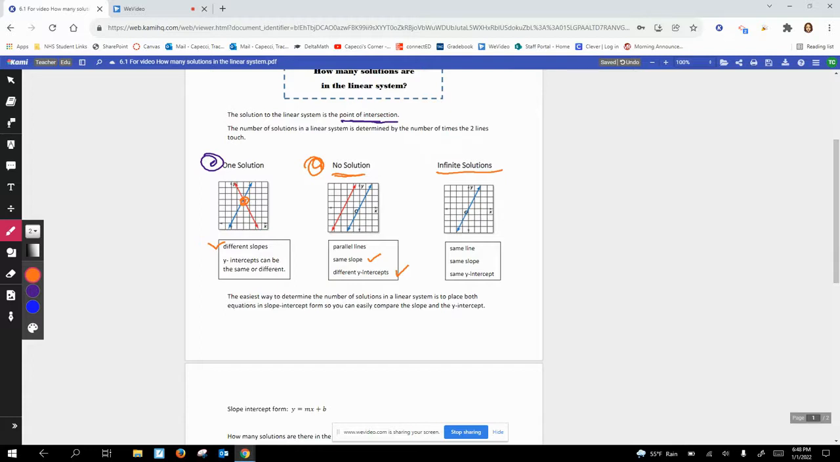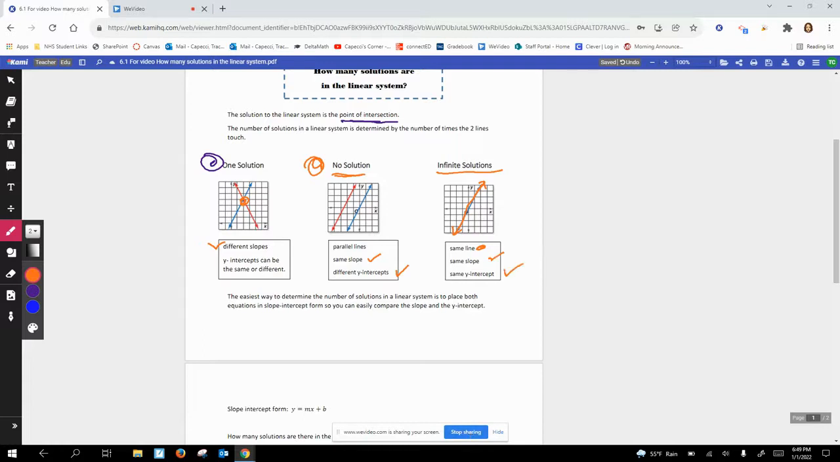Now, the last example is infinite solutions, meaning there is an infinite number of opportunities for them to touch. Basically, they are the same line. So I would graph one line, and then I would graph the other line, and they would be right on top of each other. Now, we know that there's arrows on the end, so they go on infinitely in either direction.